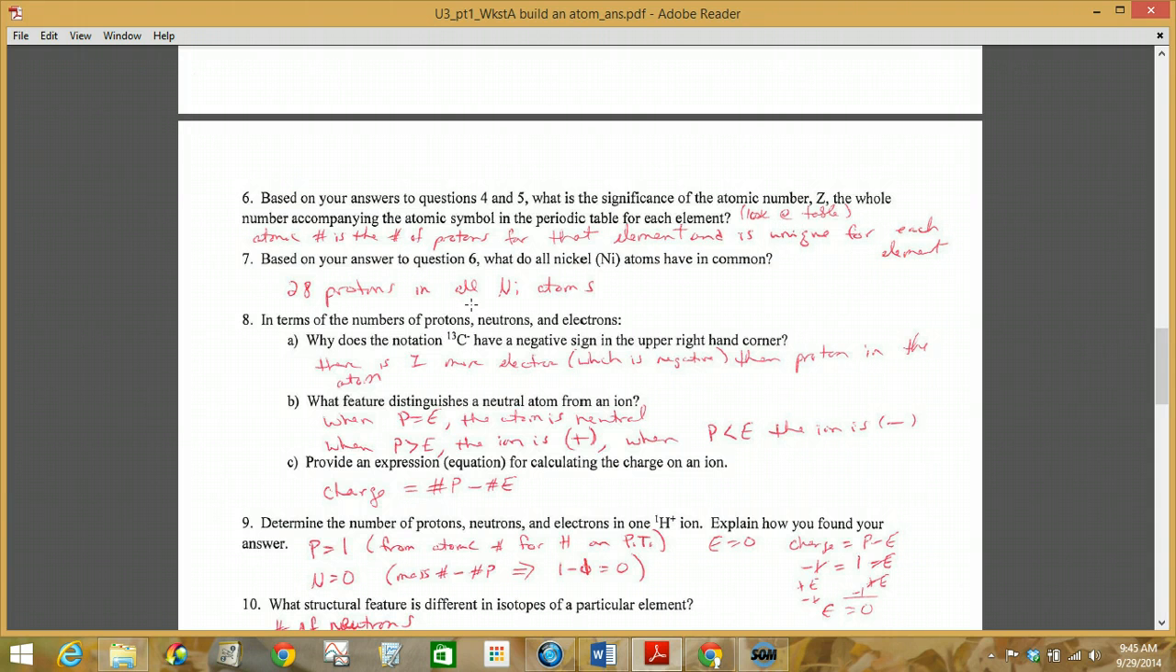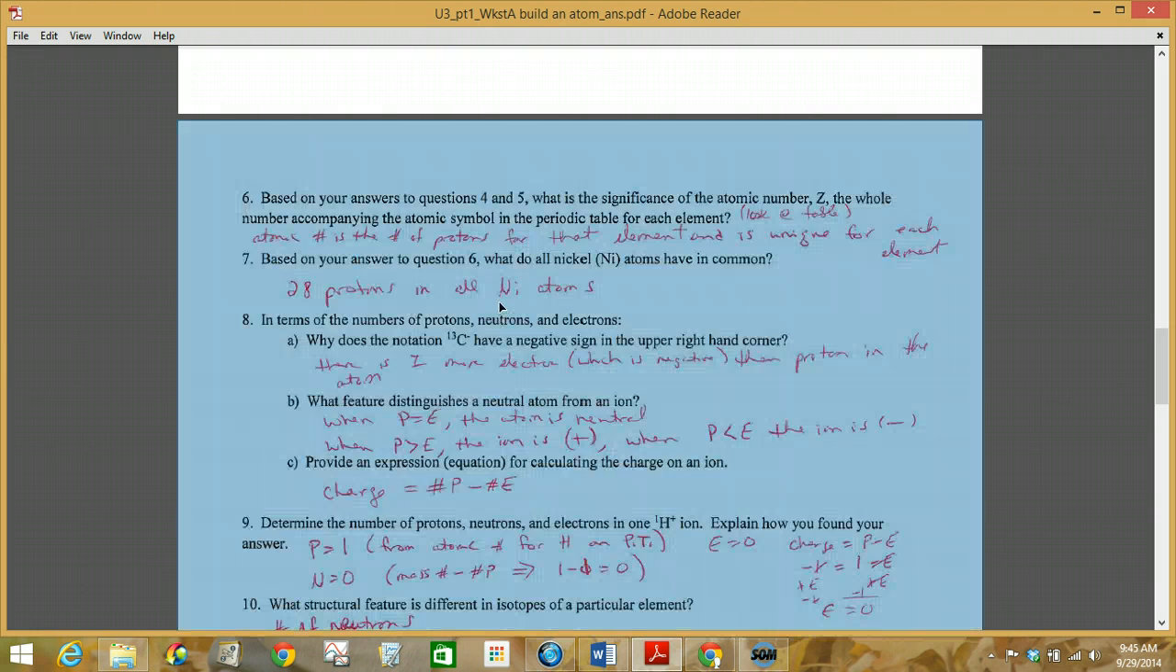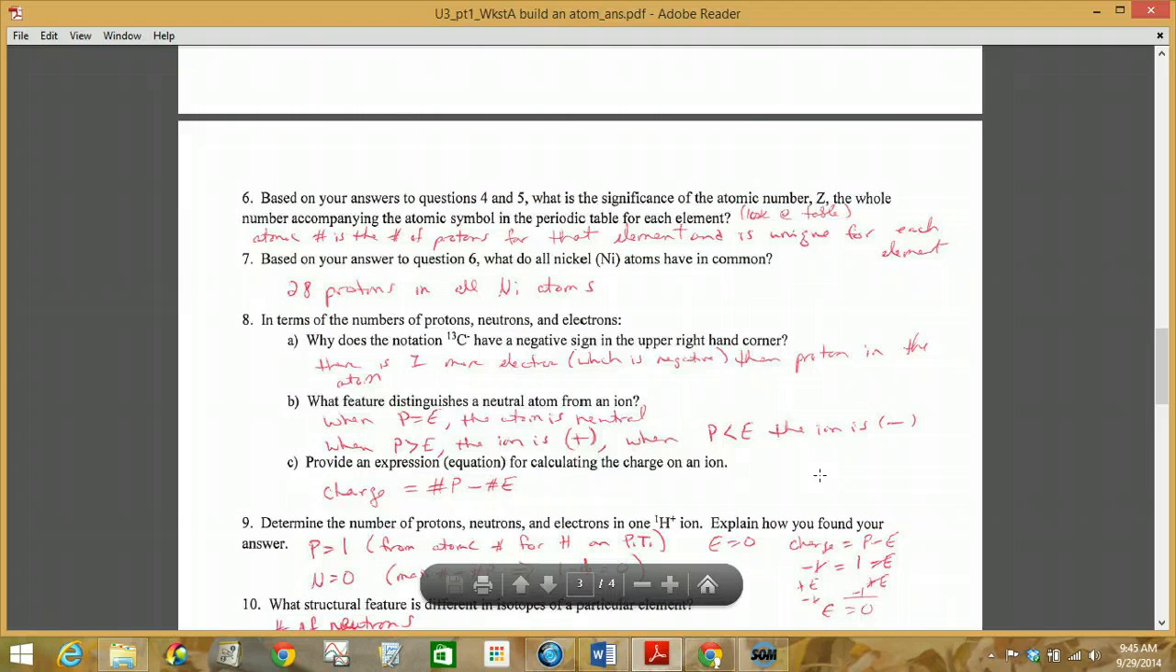So to identify nickel, again, if I look at the periodic table, I'm going to see 28 as the atomic number. That's indicating the number of protons, and that is unique to all nickel atoms. So that's what you should have for that one.